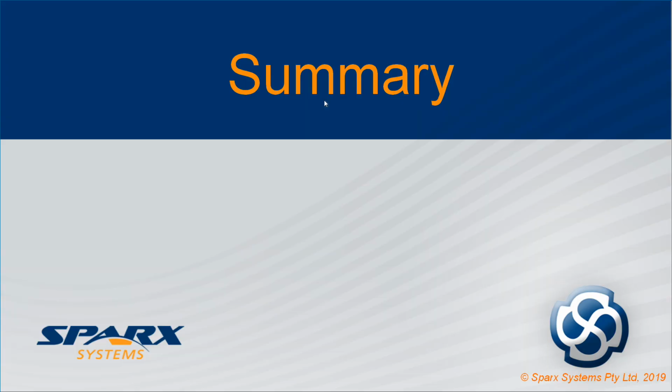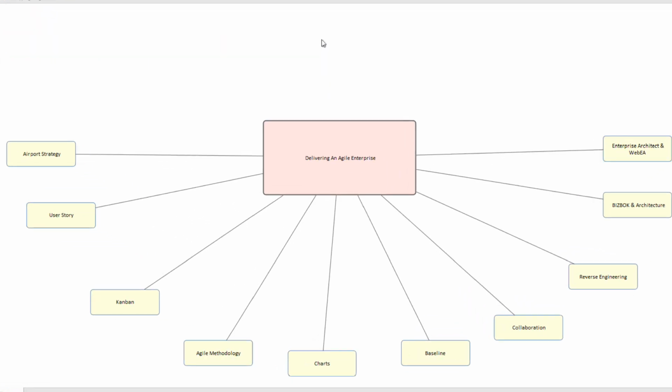I would like to conclude this presentation with a brief summary of some of the topics we've covered in our webinar entitled Delivering an Agile Enterprise. We looked at two key tools for delivering an Agile Enterprise, WebEA and Enterprise Architect. A BizBoc model was used to represent our airport strategy. A security camera example was used to build a user story that was linked to requirements and other model elements, including strategy. A Kanban diagram was used to manage requirements backlogs and show the progress through each sprint, which could be used in various Agile methodologies.